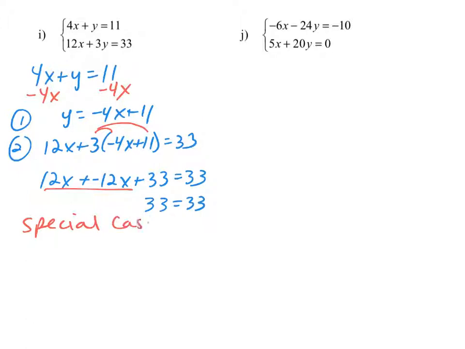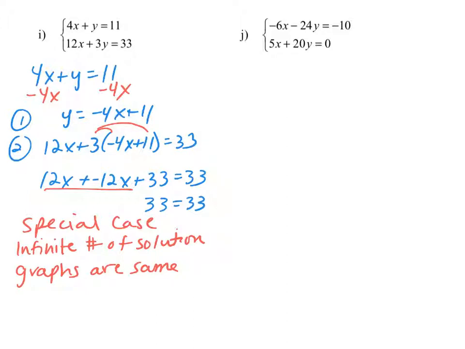And in this case, if we end up with an equation with no variables at all, we have an infinite number of solutions, and the two graphs of those linear equations are the same line. So that means there's an infinite number of intersection points. So if you were to graph these, it would look something like this is the first line, and then this is the second line, and there would be an infinite number of intersection points. So this is a special case, an infinite number of solutions.